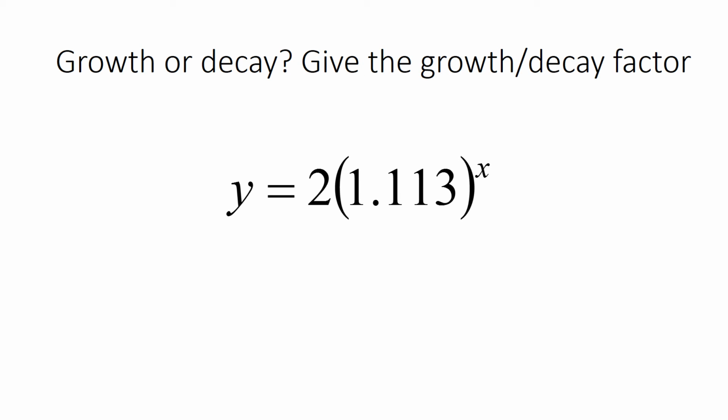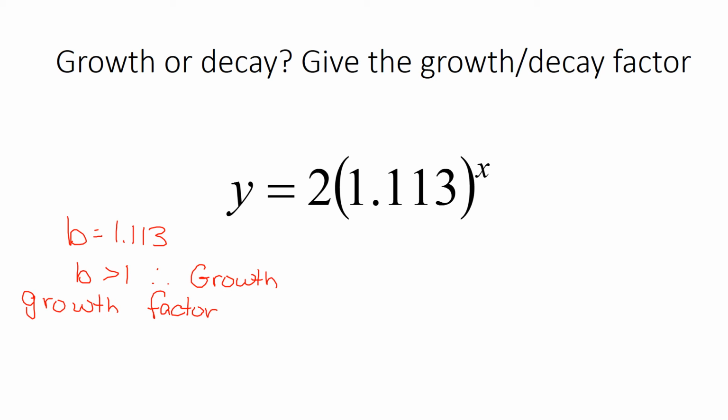Growth or decay, B is 1.113, and since B is greater than 1, therefore it's a growth. And then my growth factor is the absolute value of 1 minus 1.113 times 100, which is going to be 11.3%. So it's growing by 11.3% each time. My initial value is 2 because that's my initial value.